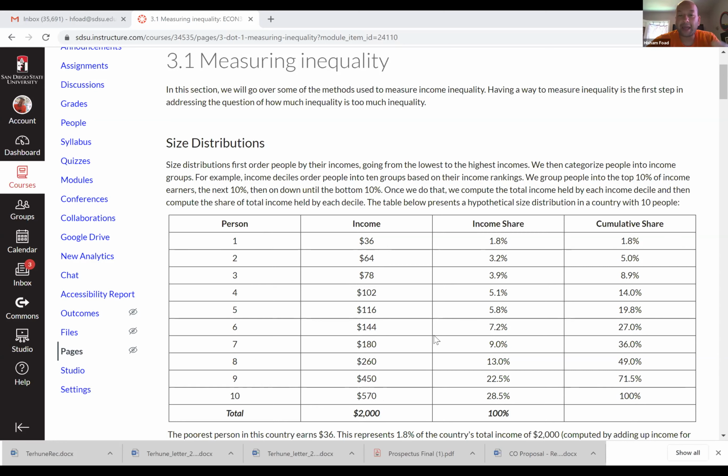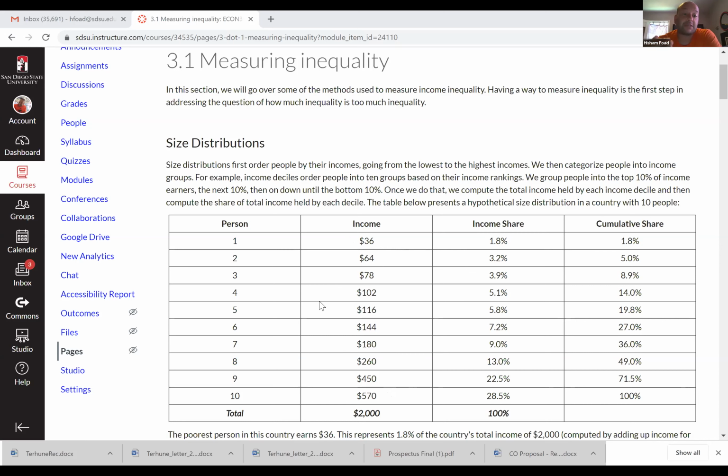If you add up all of the incomes for each of these individual people, you end up with 2,000. Once we have this total, we can figure out what share of total income each of these individuals has. Person one, for example, has $36, and $36 represents 1.8% of the total income of 2,000. Person two has $64, which represents 3.2% of the total income of 2,000. So on down the line until you get to person 10, whose $570 represents 28.5% of the total income.